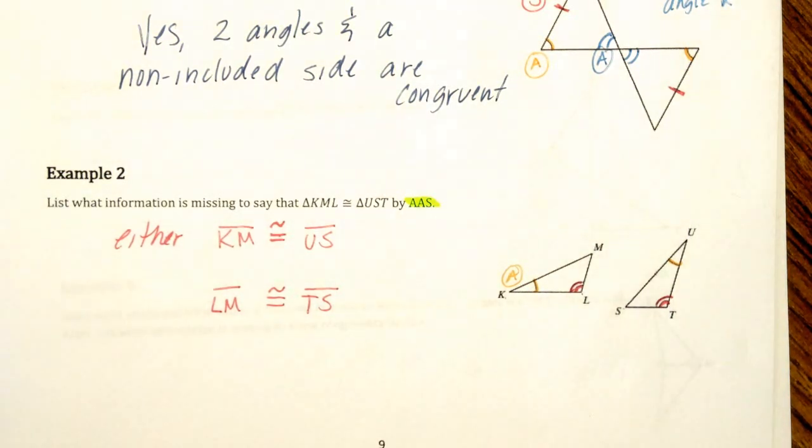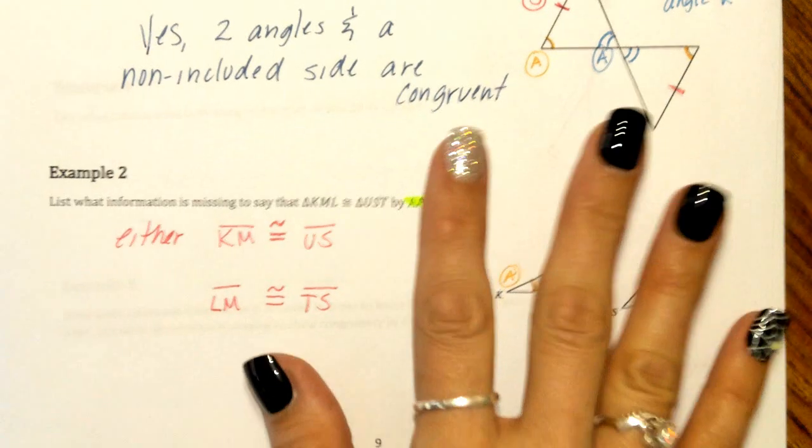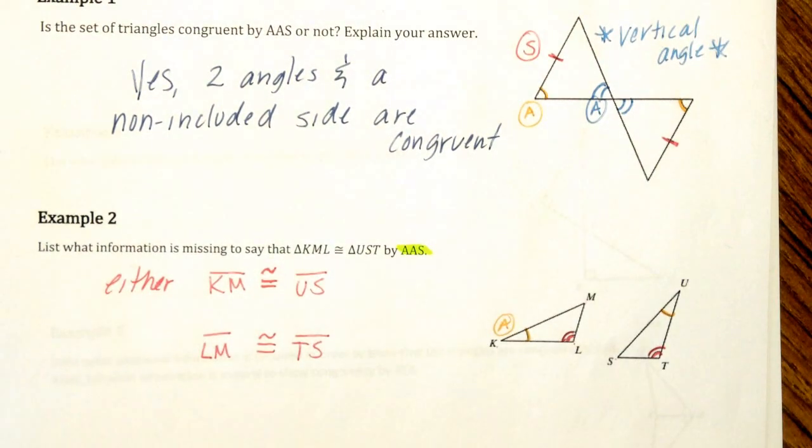So this is your side. This is your angle side. Check out where the S is. Check out where the side is. Okay? The side is not between the two angles. The S is not between the two A's.